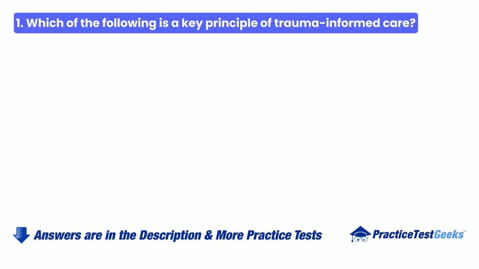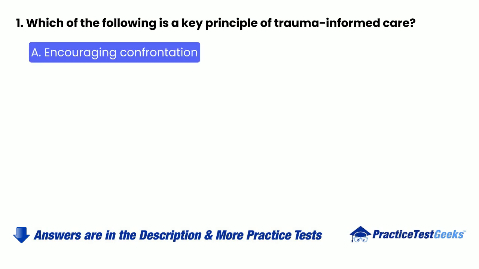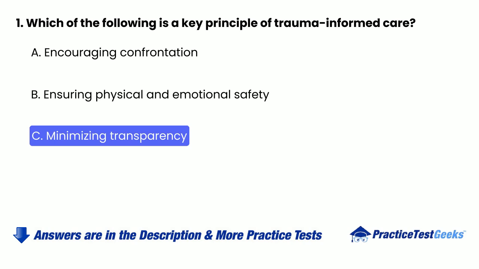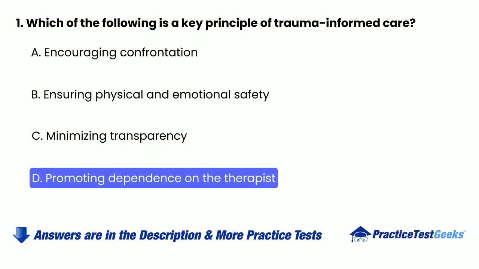1. Which of the following is a key principle of trauma-informed care? A. Encouraging confrontation. B. Ensuring physical and emotional safety. C. Minimizing transparency. D. Promoting dependence on the therapist.